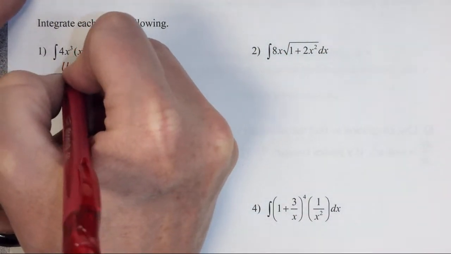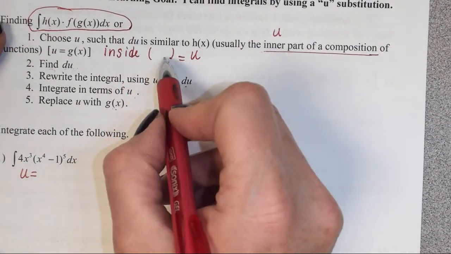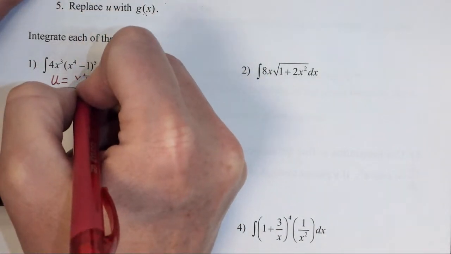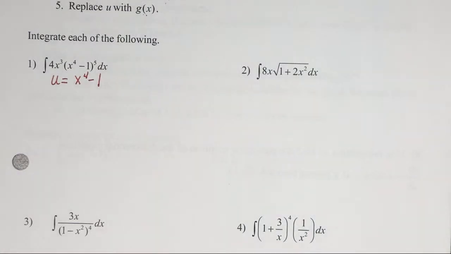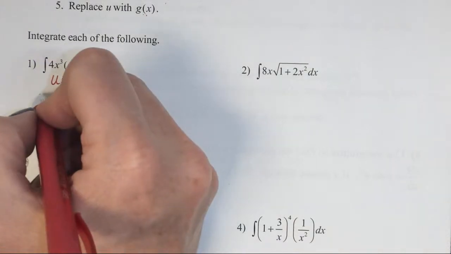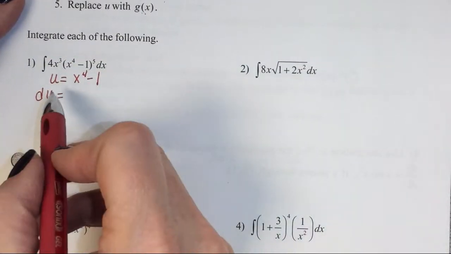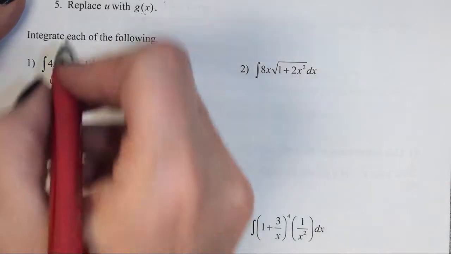I'm going to let u equal the inside part of the parentheses. See how that's what we said we're going to let u equal? So u is going to equal x to the fourth minus 1. It's only the inside part of the parentheses. Now we take the derivative. Olivia, what's the derivative of that? 4x.